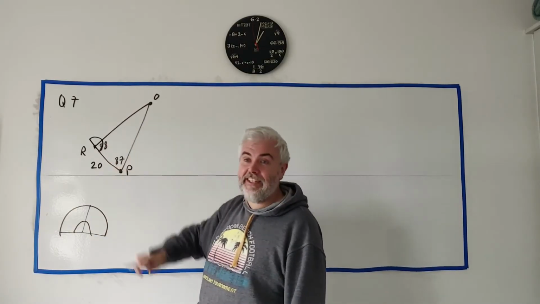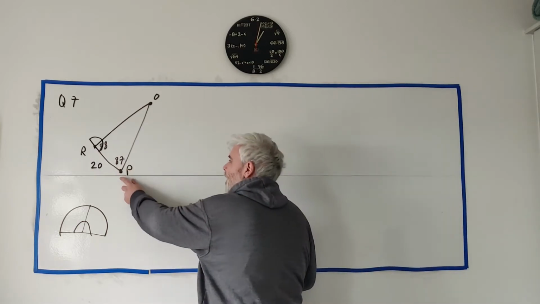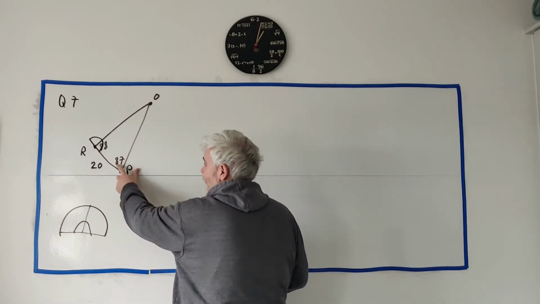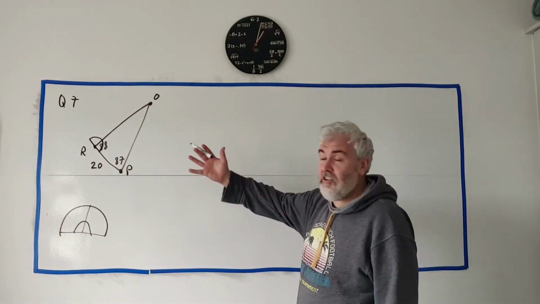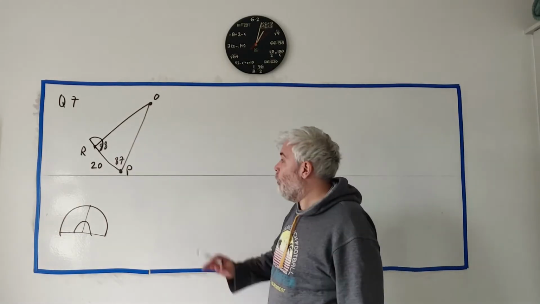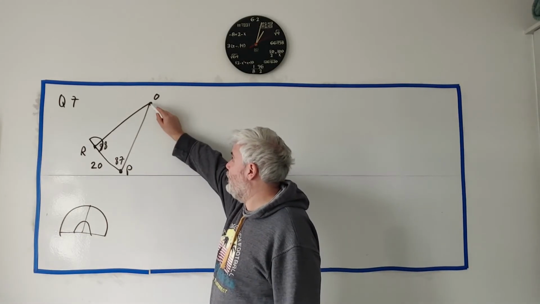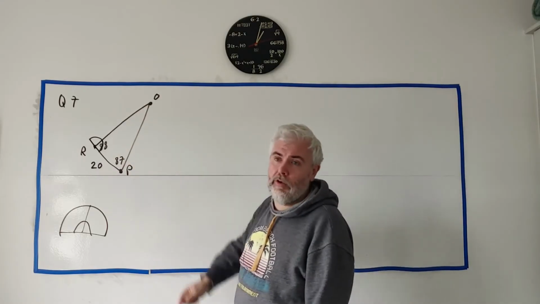So in this case it was 88 degrees. Do the same thing at this point, look at the angle, it's 87 degrees, and you get this sort of shape here. And with that we can now use maths to work out the length of OR.